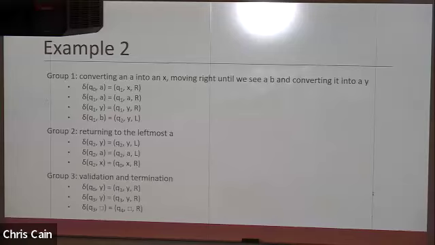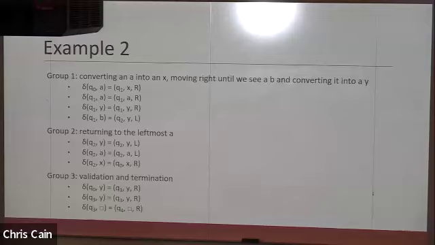Group 3, so we're going to loop the converting an A into an X and a B into a Y. This will always work to convert an equal number of A's into B's. But eventually, when we return to the leftmost A, we're going to go right from an X. And instead of seeing an A from Q0, we're going to see a Y, the leftmost B that we've seen. If that happens in state Q0, that means we've parsed all of the A's.